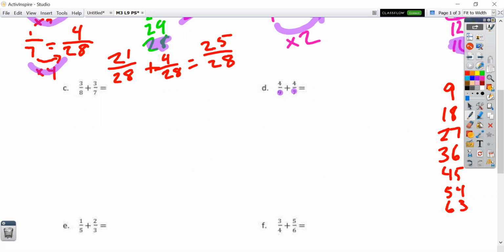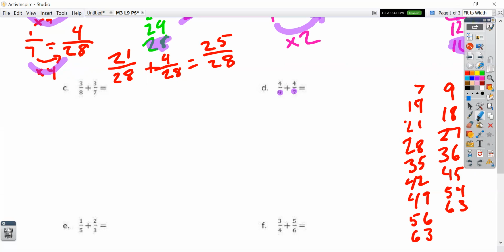Now 7 is a funky unit, and so it's going to be all the way down there by 63. So 7, 14, 21, 28, whoops, that's wrong. 35, 42, 49, 56, and then 63. Whew, those hurt my brain. All right, that's a lot of them. So 63 is the common unit.